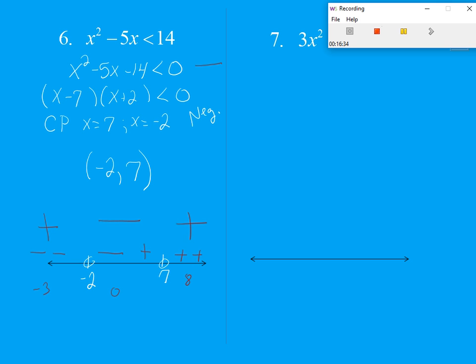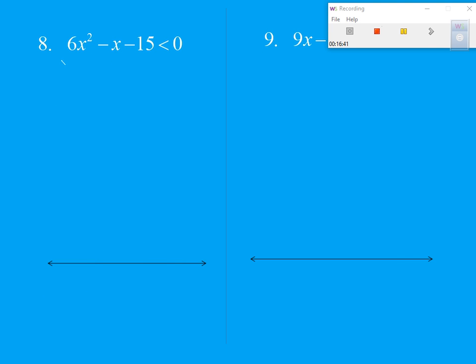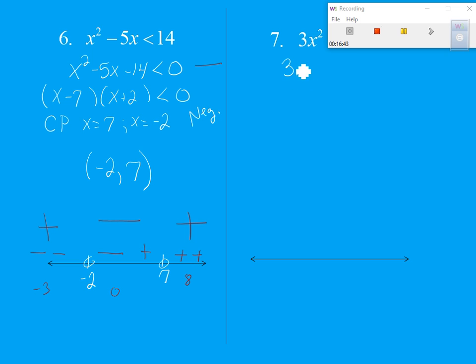Now, your number 7, since I'm blocking part of it, it looks like I've got 3x squared. I'm going to move that 7x over. So I've got 3x squared minus 7x minus 6 is greater than or equal to 0. So once again, something I know, we need the positive areas.